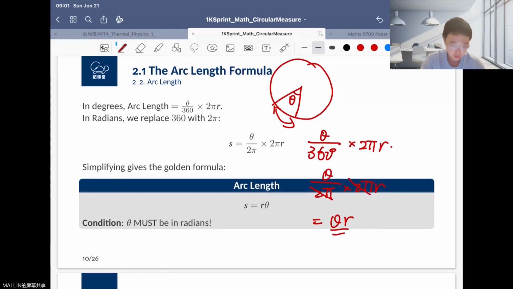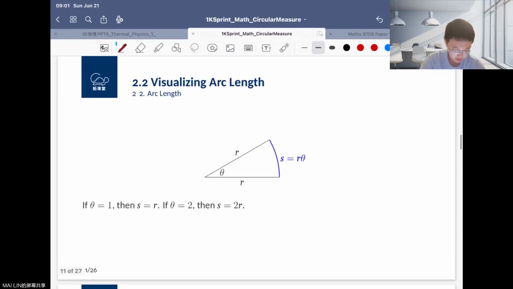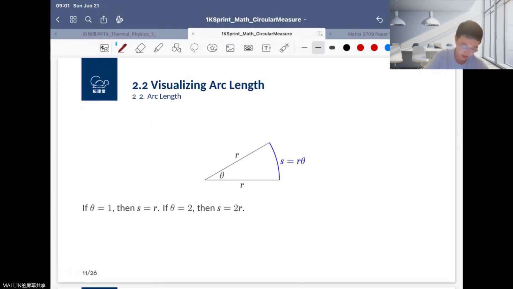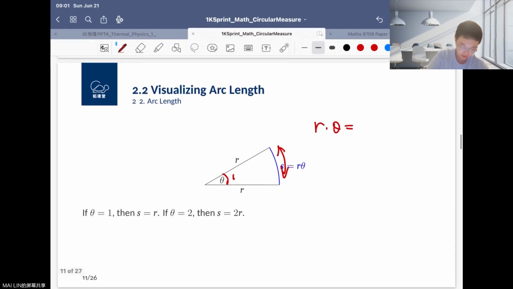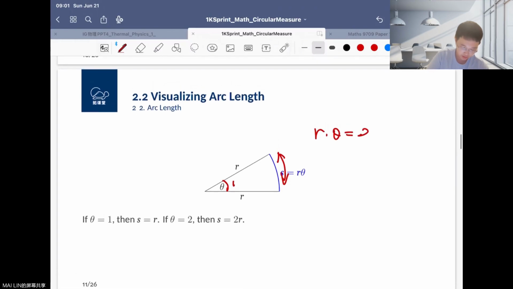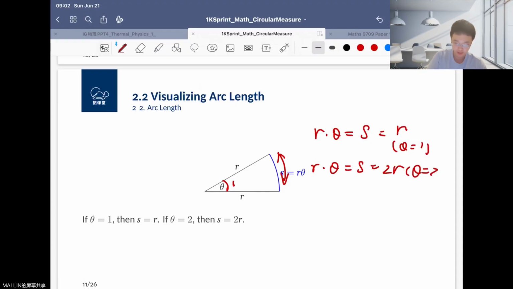This is very important. For example, if theta is 1 and s is the arc length, just use the formula radius times theta. Sorry, here it is s, and it equals r if theta equals 1, right? And r theta, the arc length, equals 2r when theta equals 2, right? That is how we can understand it here.